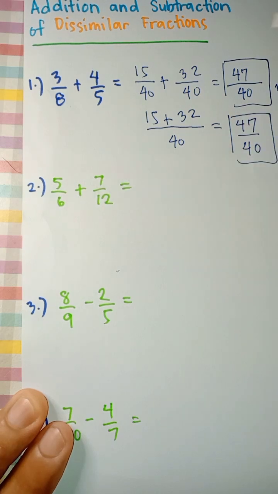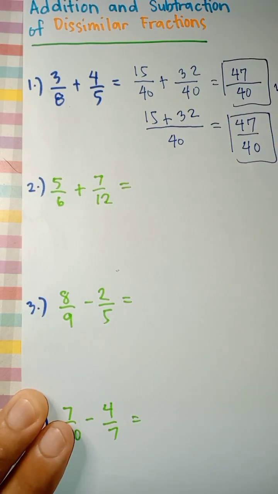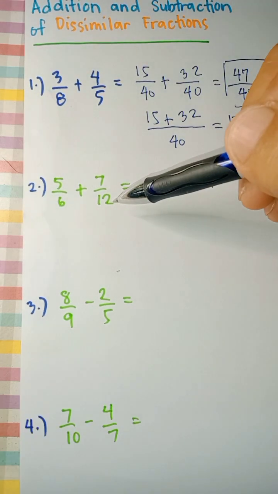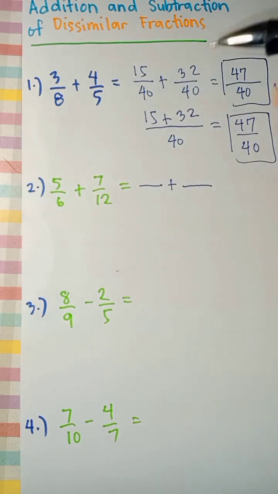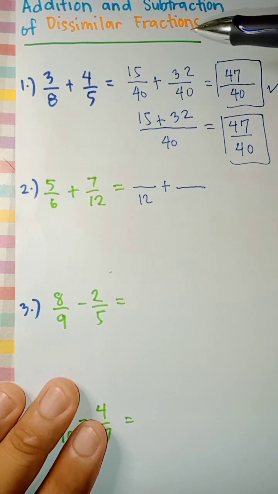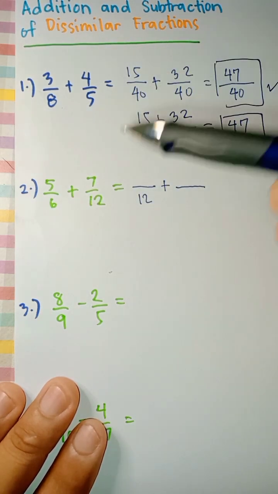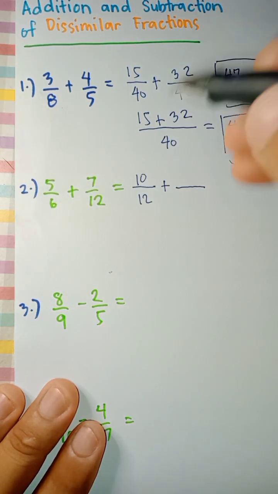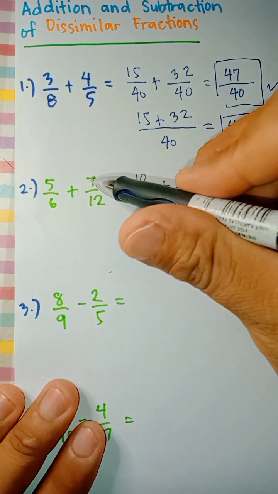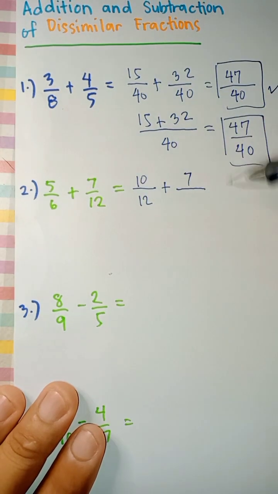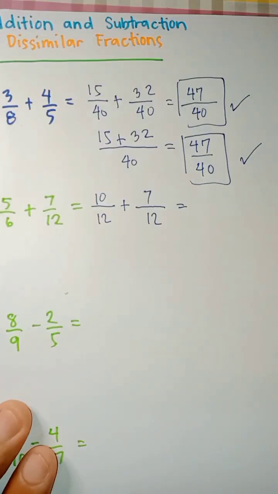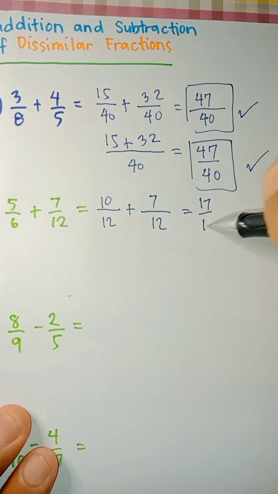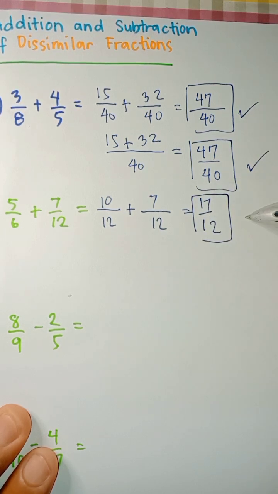5 over 6 plus 7 over 12. Okay, let's use the LCD method. Now, the least common denominator for 6 and 12 is 12 because 12 is the least common multiple of 6 and 12. So 12 divided by 6 is 2 times 5, it's 10. 12 divided by 12 is 1 times 7 is 7. So 10 plus 7 is 17, and copy the common denominator, which is 12. So this is now the answer.